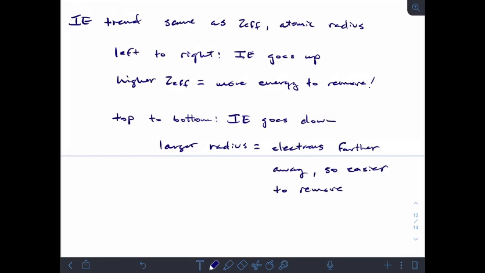So when I say that it's the same as Zeffective and atomic radius, those things all track together. As atoms get smaller, Zeffective increases. As electrons are closer and held tighter to the nucleus, it costs more energy to remove them. So ionization energy goes up with smaller atoms with higher Zeffective. Ionization energy goes down as we go top to bottom because our atoms are getting larger and larger. The outer electrons are farther away, so it's easier to pluck one off. I'm going to go ahead and stop here, and when I come back, we'll talk in more detail about the trends in ionization energy.